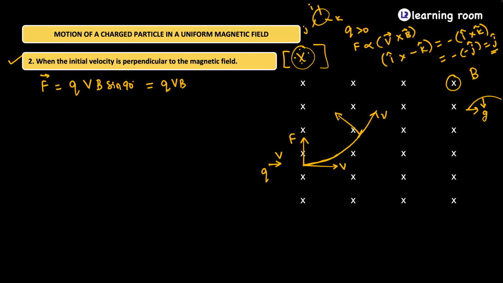So due to this force and this velocity, what will happen? Again, the charged particle will take a curve. So at this point, what will happen? The velocity will be in this direction. And again, logically, what should happen? The force should be in this direction. So are you able to understand what is happening?